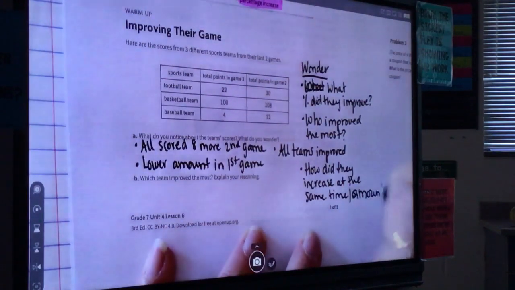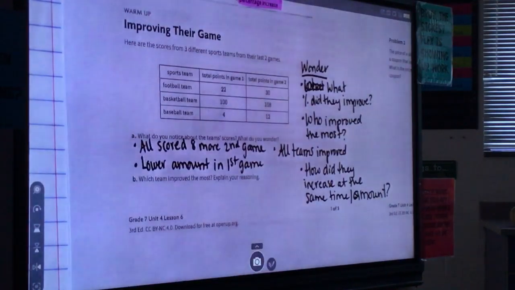All right. So now let's talk about B. Which team improved the most? So which team do you say improved the most? Charles. The baseball team.